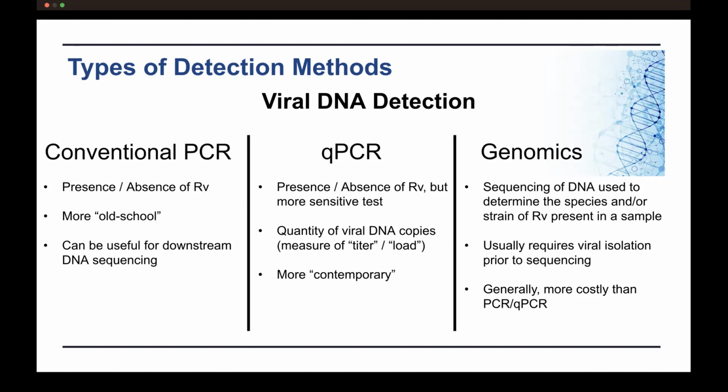Now, qPCR or quantitative PCR also detects the presence or absence of the virus, but with much more sensitivity, so you're able to detect smaller amounts of the virus in the sample. And if you do this in certain ways with the standard, you're able to quantify the viral DNA copies in the sample.